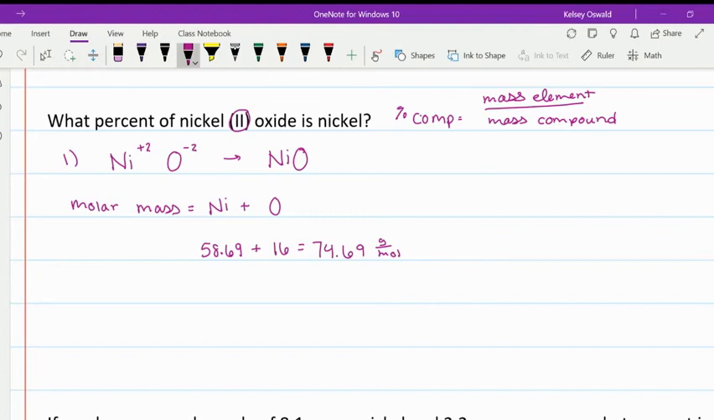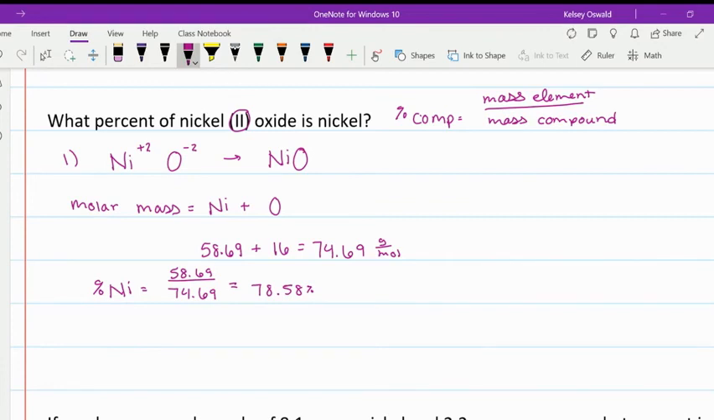So we want to find, of that 74.69, what percentage comes from nickel. What we'll do is take the mass of our element, the mass of our nickel. What part is it contributing? Our 58.69. And then divide that by our total mass, which is 74.69. When we do that, we'll find that nickel accounts for 78.58% of our total mass. So looking at nickel(II) oxide, 78% comes from just the nickel.